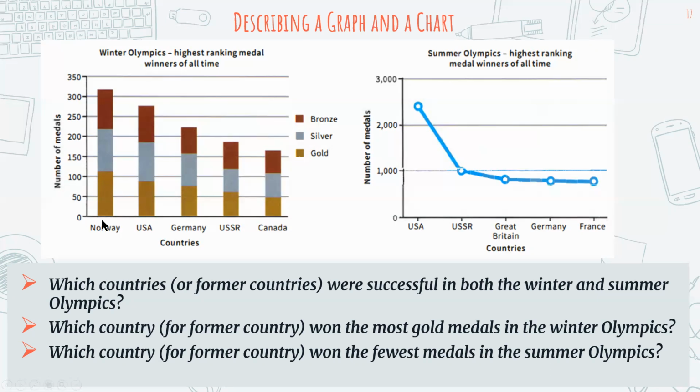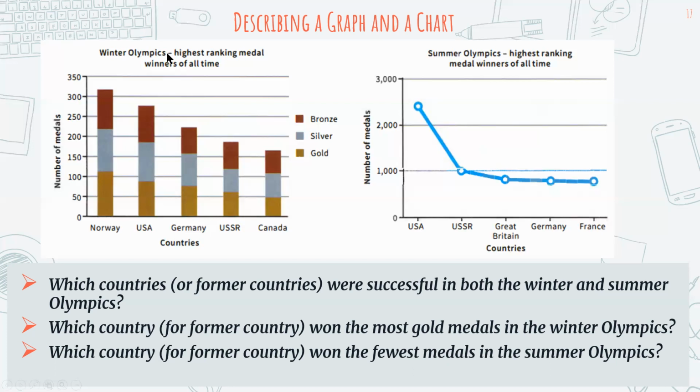Here you have to spend, as we said, 2 minutes trying to study the visual data before you start writing anything. We have Norway, USA, Germany, USSR, the former Soviet Union, of course, Canada. Here we have the USA, USSR, Great Britain. The first one doesn't talk about Great Britain at all. Germany and France, and the first one also doesn't mention France. The second one doesn't talk about Norway and Canada. So there are some differences.